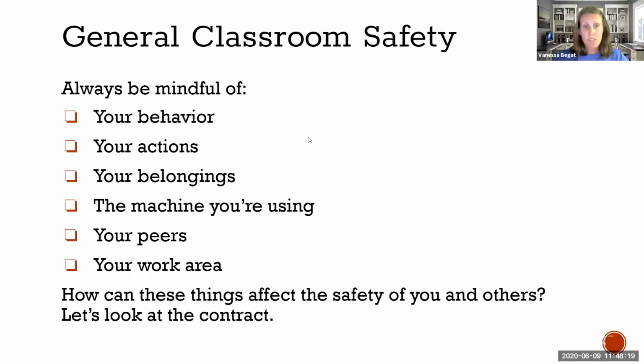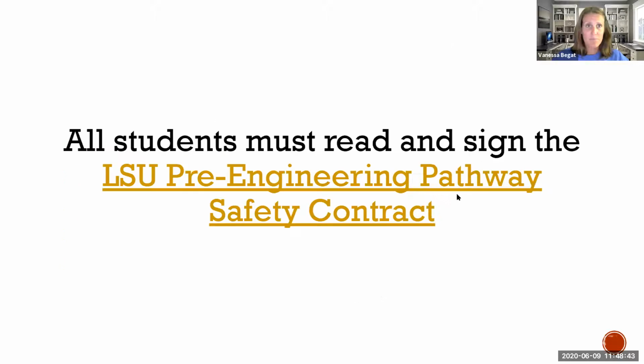Okay, so classroom safety, just always be mindful of your behavior, your actions, your belongings. One of the biggest issues is tripping over backpacks. This is a class where you'll be moving around, so please make sure your backpacks are in their appropriate place, and make sure that you act appropriately in your classroom. No running, no horseplay. And there's actually going to be a general safety contract that you'll have to sign.